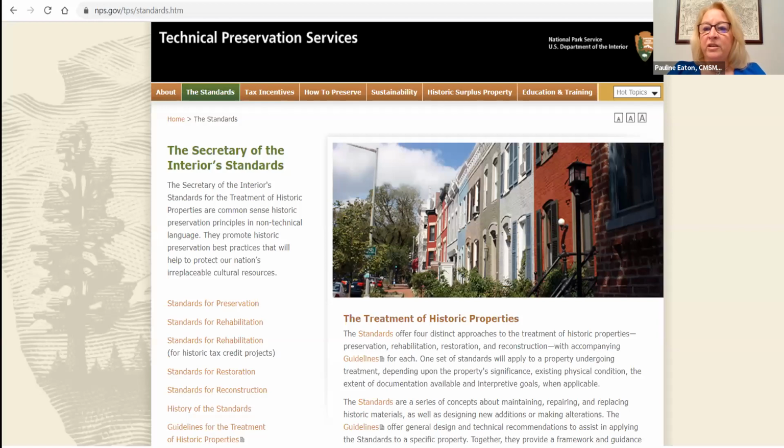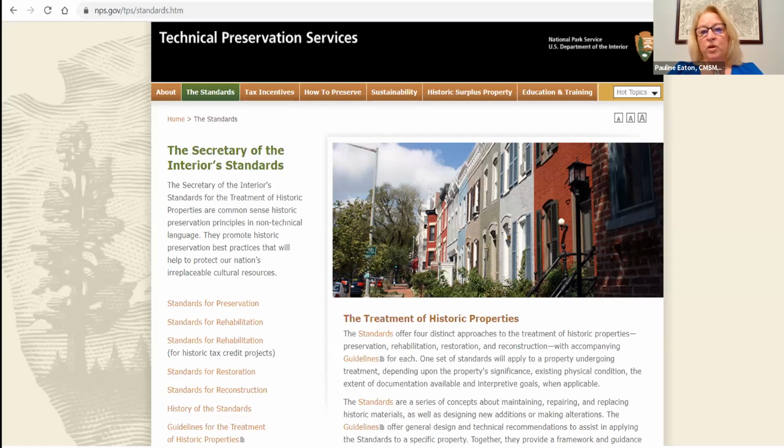One of the first things you need to learn about in the preservation field is the Secretary of the Interior's Standards for historic properties. The Secretary of the Interior is housed in the National Park Service in the U.S. Department of the Interior, and they are the keepers of the National Register of Historic Places, not historical places, historic places. One of my pet peeves, sorry. You can go online to nps.gov, and the technical briefs are there that list the Secretary of the Interior's Standards.